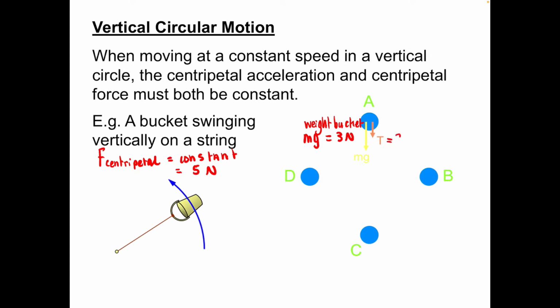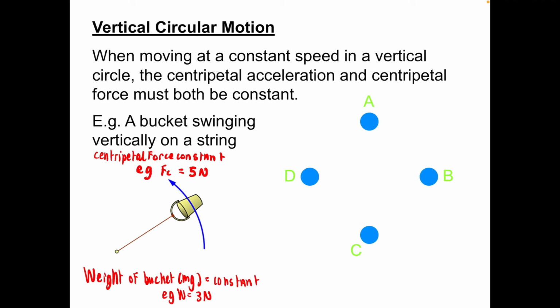At point A, can you work out what the tension on the string would be? So we can see here, if our centripetal force is 5 newtons, the tension must be 2 newtons on the string to provide that centripetal force of 5 newtons towards the centre.